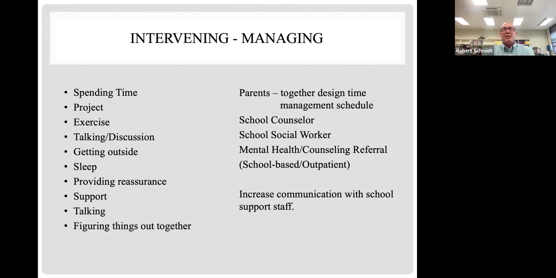Parents, together, design maybe at home some sort of time management schedule, monitoring of when kids have access to social media or games, and limiting those. As a rule of thumb, if they're spending more time on computer games or social media and less time on schoolwork during the course of a year, there's probably going to be room for improvement. And getting outside versus being home all of the time on the computer really does work well. Parents, that is a decision and time management schedule that you have to decide on.